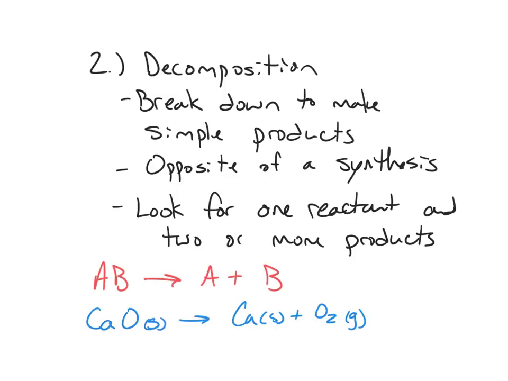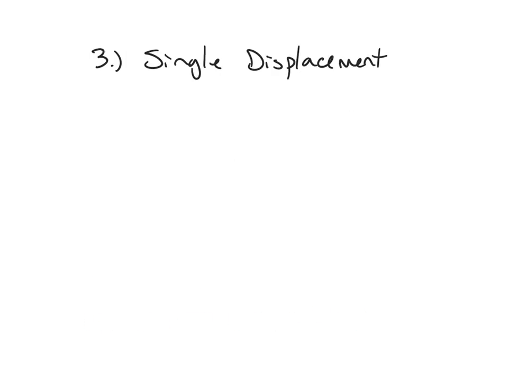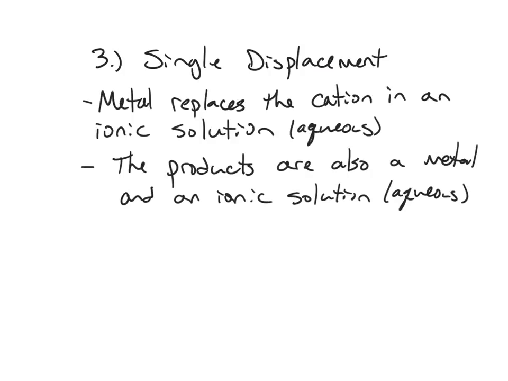That's a decomposition. Now we're going to step up into a more complex reaction type, and these next 2, single and double displacement, are much, much more complex. And really what you can think about is kind of a relationship sort of situation. That analogy will make more sense to you when I start using actual examples. But in a single displacement, what you have is a metal and an ionic solution to start. So what you look for is a metal replacing a cation in an ionic solution. And what you look for are the products that are also a metal and an ionic solution.